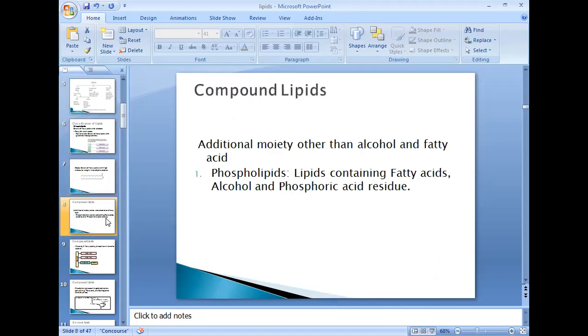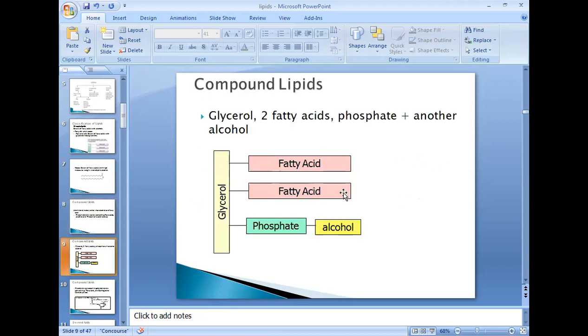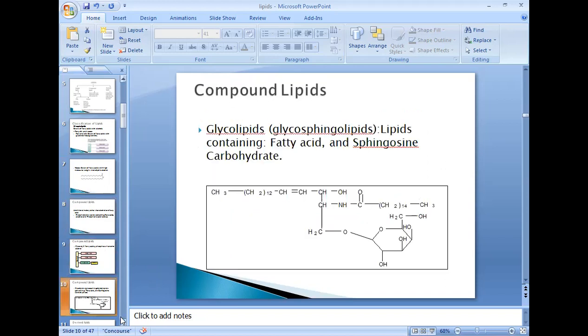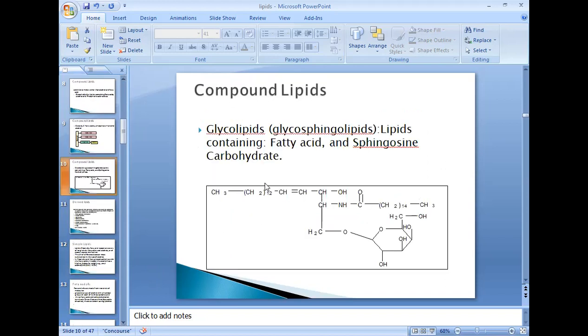In compound lipids, as we told, an additional moiety other than alcohol and fatty acid is present. So this can be phospholipid, which is a lipid with fatty acid, alcohol, and phosphoric acid residue. See the basic components: fatty acid, phosphate, alcohol attached with glycerol. Glycolipid, as the name indicates, glyco stands for sugar moiety in the structure, which is sphingosine and carbohydrate present in their structure, other than fatty acid and glycerol.